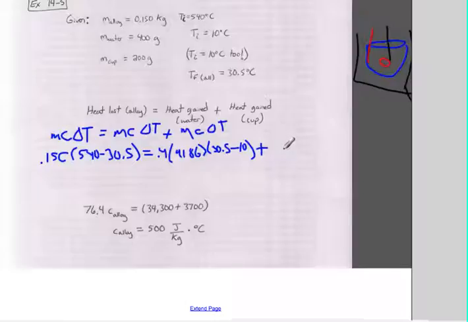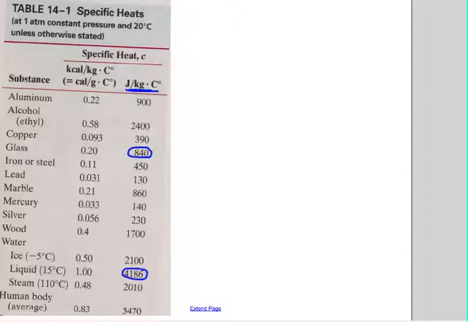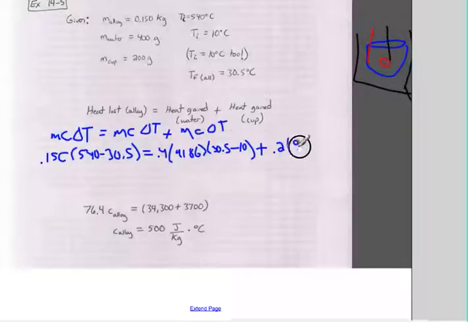Okay, and then for the aluminum, we said that was 0.2 kilograms. We better go look up the specific heat of aluminum. I have it, 900. So 900 for its specific heat, and it's got that same temperature change from the previous one, 30.5 minus 10. So then you just solve for C. What you're going to get here when you work these numbers out is 76.4 times that C there, which we were trying to figure out.